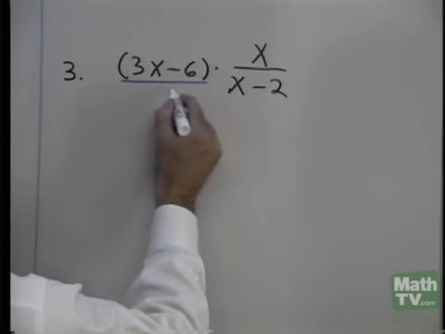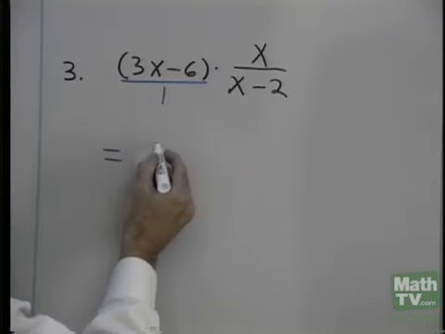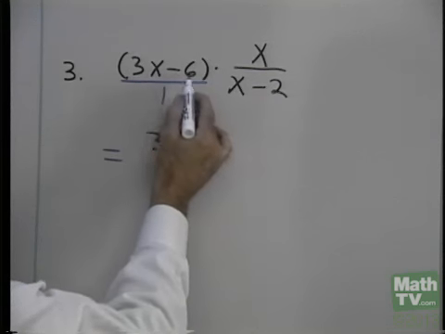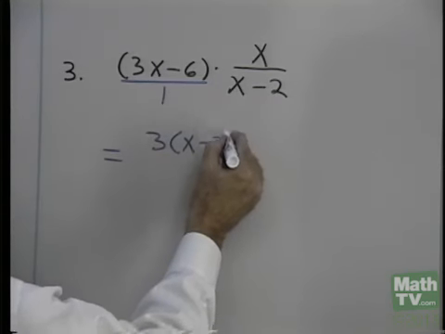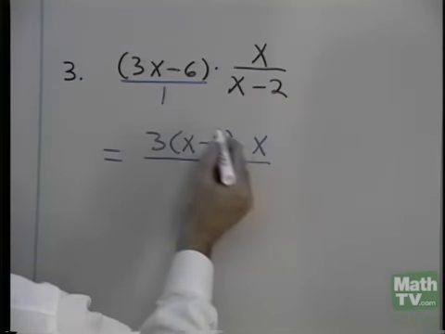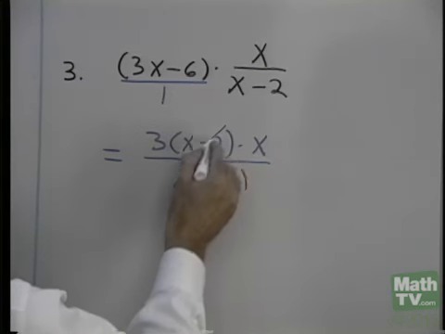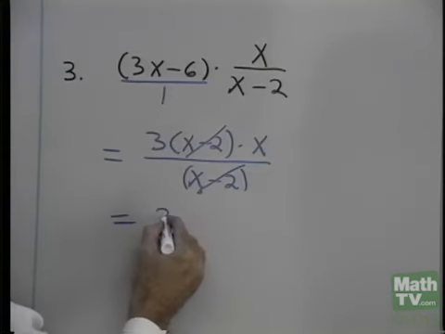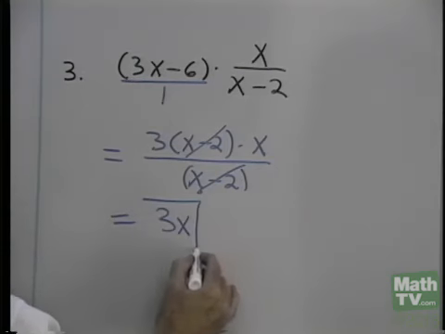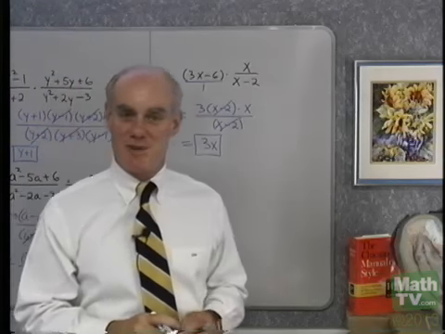All we have to do is think of this as having a denominator of 1. Then I'll use my same steps. I factor a 3 from each term here. I have 3 times (x minus 2) times x when I multiply times that numerator, divided by 1 times (x minus 2). My x minus 2's divide out, and I have left simply 3x. So just a couple of quick problems on multiplication and division with rational expressions.